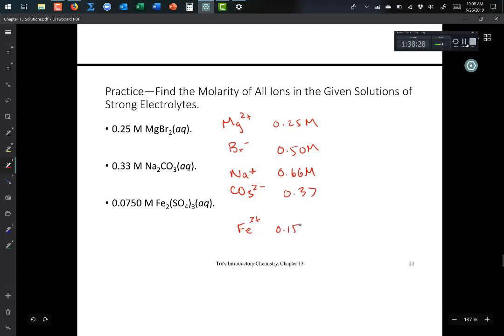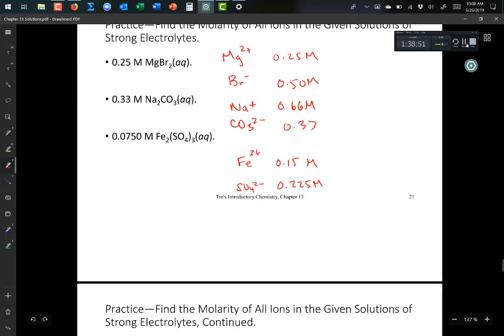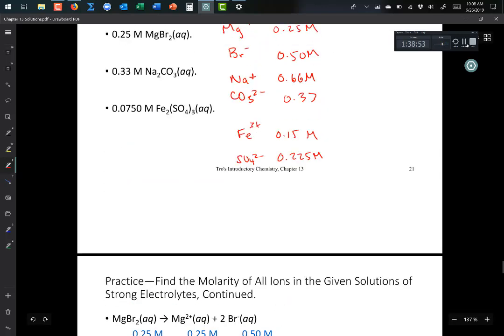But you just multiply by 2, right? Yeah, okay. Just say times 2 if you don't know the number. That's fine. So 0.15 molar. I just want to know that you know the concept. And then for the sulfate, what's the concept? Times 3, right? So that's 0.225, I think. Of course, the answers are all right here. Look at that, we got them all right.